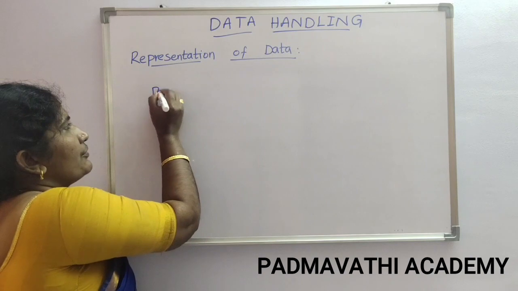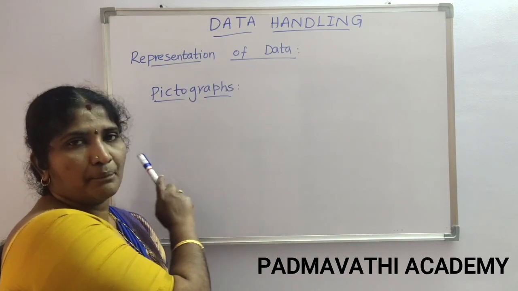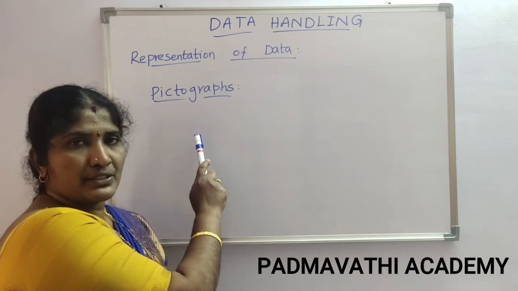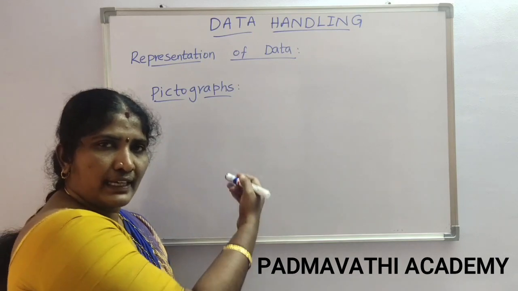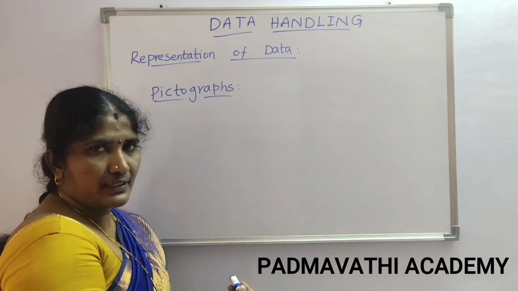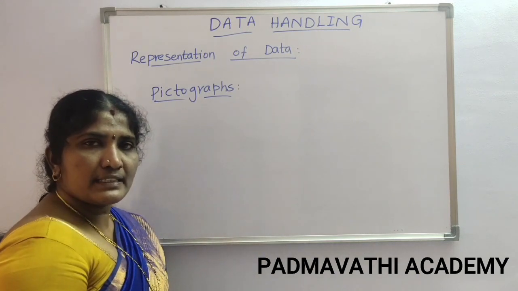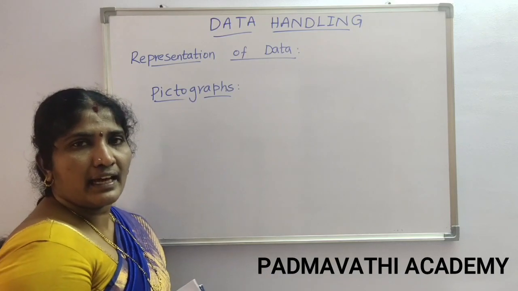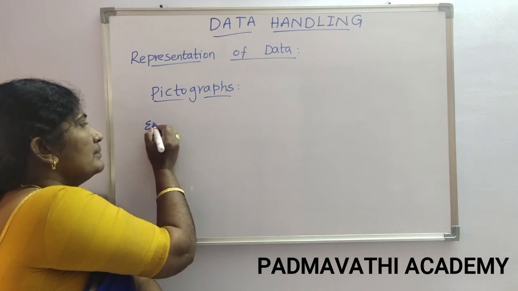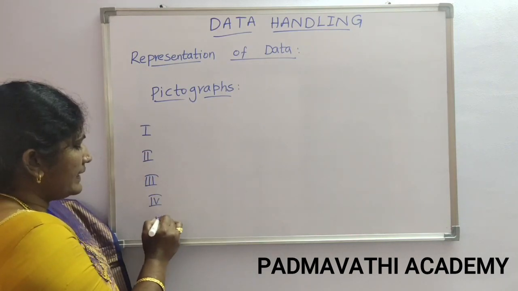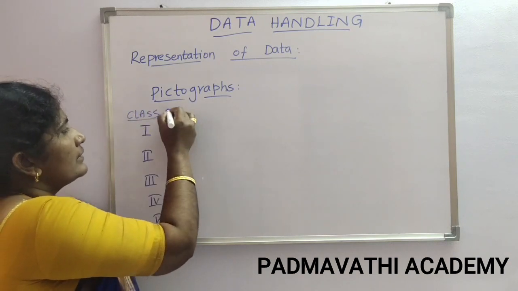First, pictograph. The collected information represented by pictures is called a pictograph. Before taking pictures, we want to take a scale. How to take a scale? First, in the collected information there are frequencies. Among all the frequencies, the greatest common divisor is taken as the scale. This process is called scaling. Example: the numbers of students in the first class, second class, third class, fourth class and fifth class are collected.